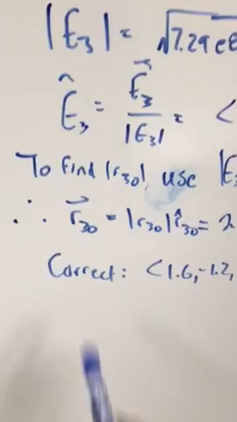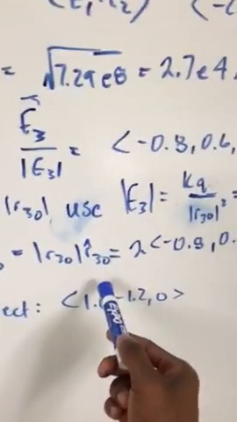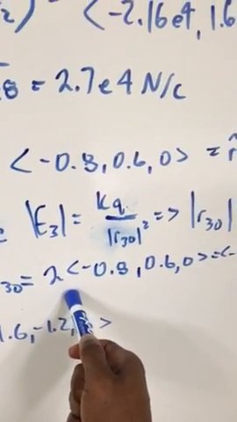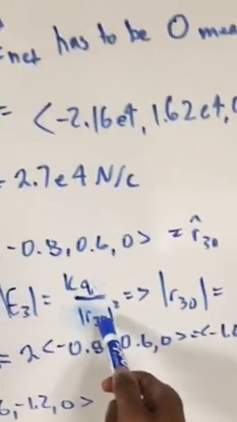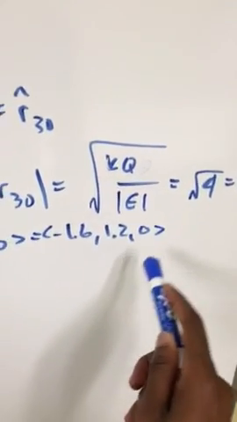Therefore, your R vector is equal to R, the magnitude of R, times R hat, which is equal to 2 times R hat, which we found previously, which is right here: negative 0.8, 0.6, and 0. And that gives us negative 1.6, 1.2, 0.